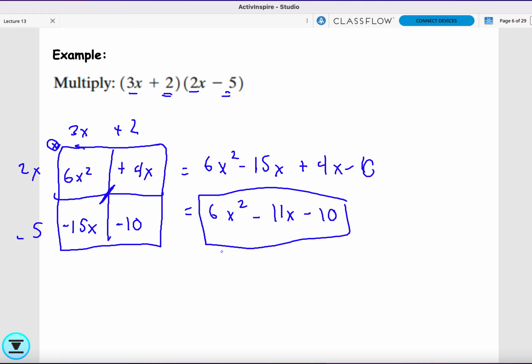So that's one way to do it. It's this box method. You could have actually just done arrows as well: 3x times this one, 3x times that one, and then switch over to the 2, so then it'll be 2 times that and 2 times that. And then combine your like terms. So there's more than one way to do this. There's arrows, there's the box method. Whichever one is your preference is up to you.